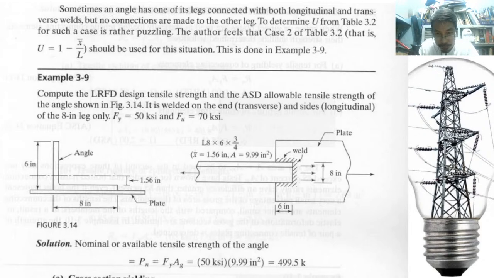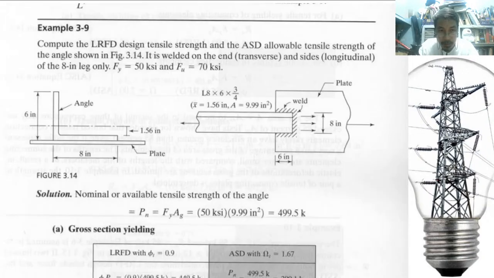Okay, so that is very important, and let us now go to the next example, number 9. We are asked to compute the LRFD design tensile strength and the ASD allowable tensile strength. Take note of the words. When we are using strength design, we use the term design tensile strength or design strength. When we are using ASD, we use the term allowable tensile strength or allowable strength. So, design strength and allowable strength.